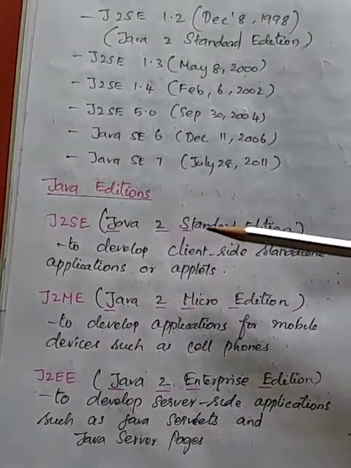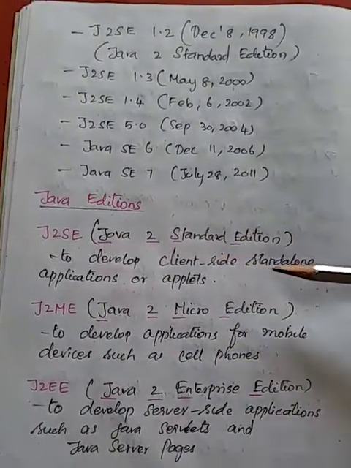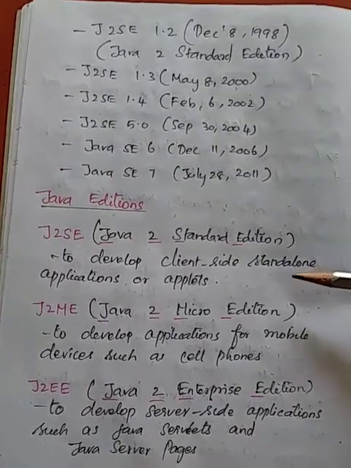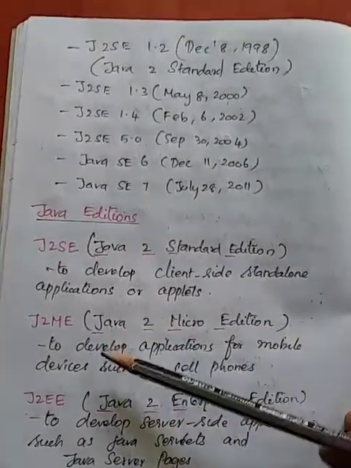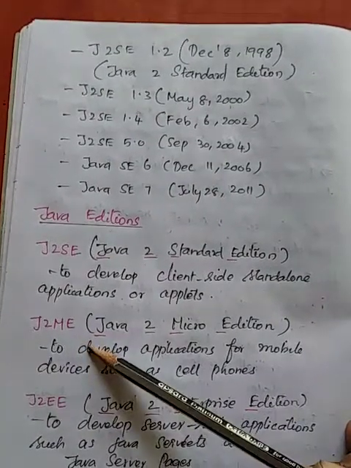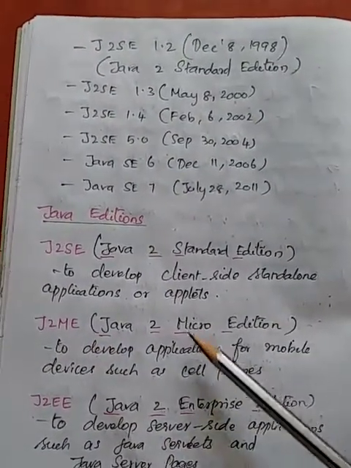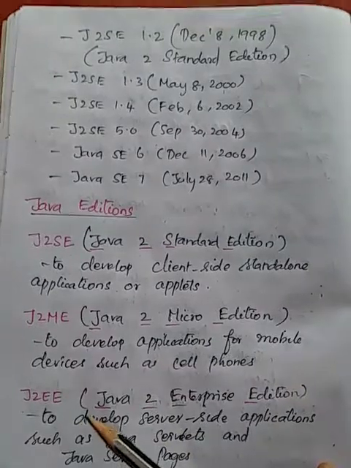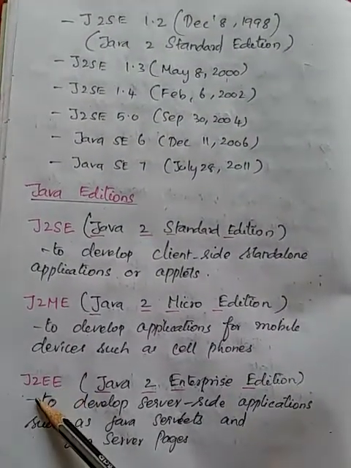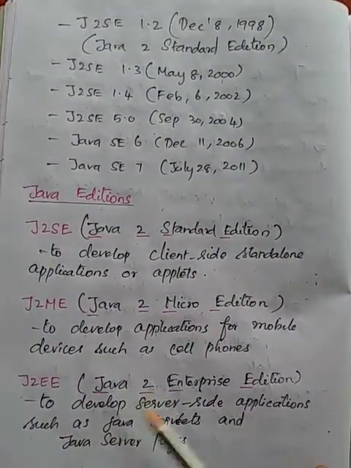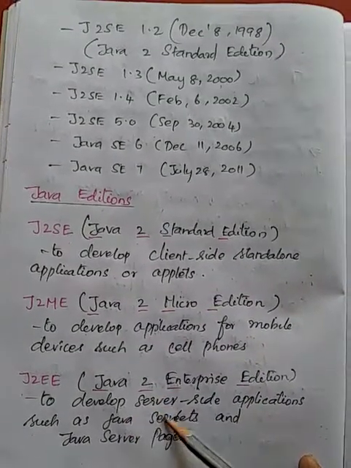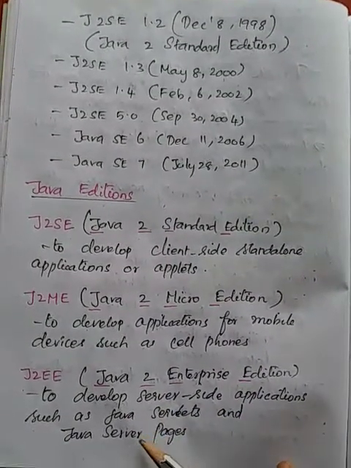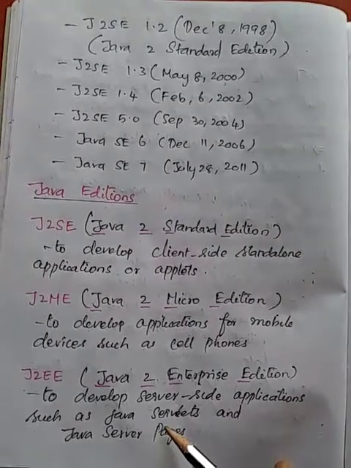J2SE is Java 2 Standard Edition. It is used to develop only client standalone applications or applets. Then Java 2 Micro Edition came into use. It is used to develop applications for mobile devices, and later J2EE, that is Java 2 Enterprise Edition, evolved. It was used to develop server side applications such as Java server pages or servlets.